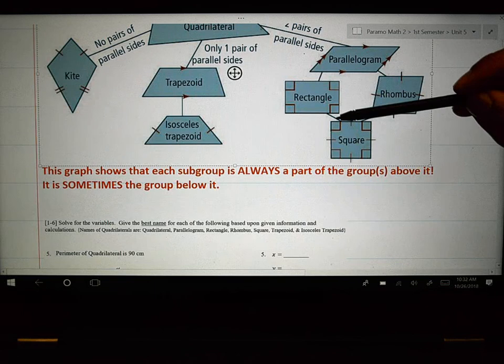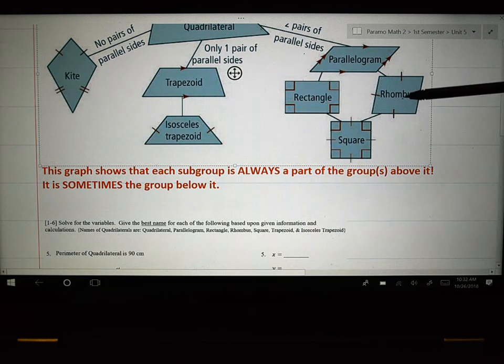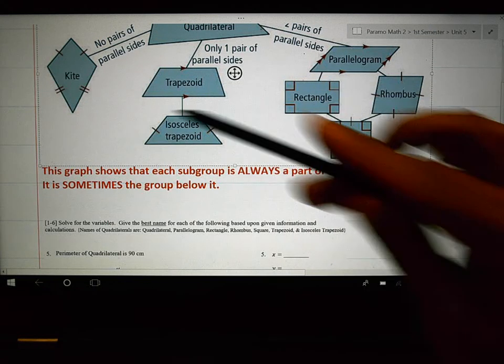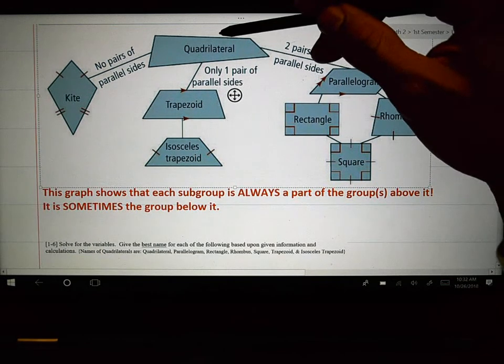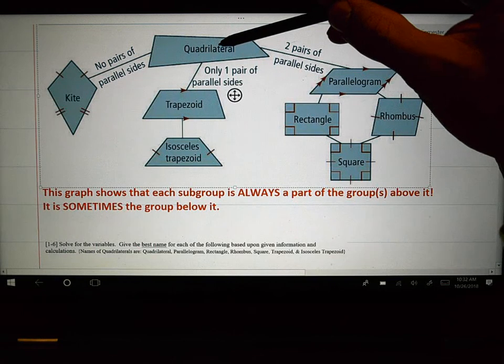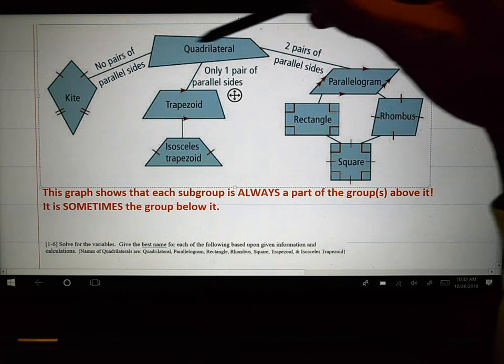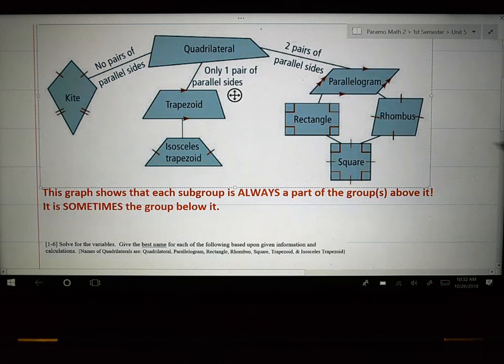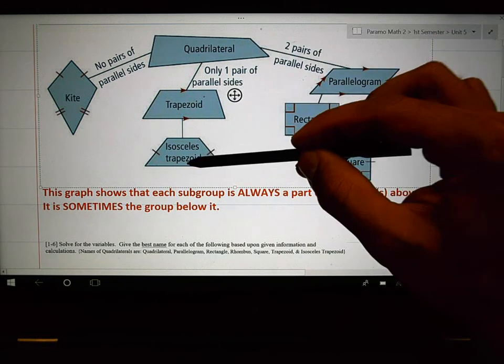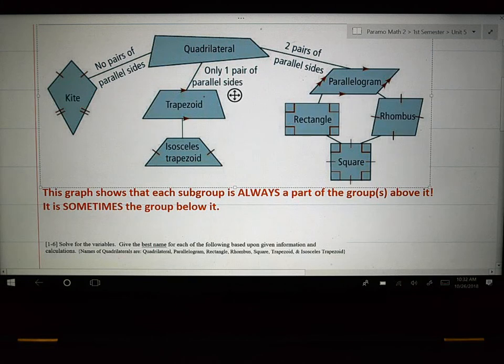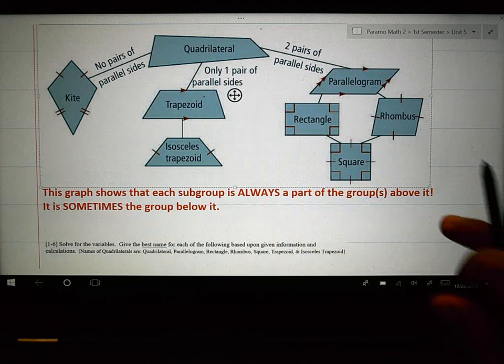It's always what's above it. A rhombus is always a parallelogram. A rhombus is always a quadrilateral. A quadrilateral is sometimes a parallelogram. It's sometimes a trapezoid. It's sometimes a kite. A trapezoid is sometimes an isosceles trapezoid, and so on. That's how it works. That's why I had you write that down. That's why I had you draw the picture.